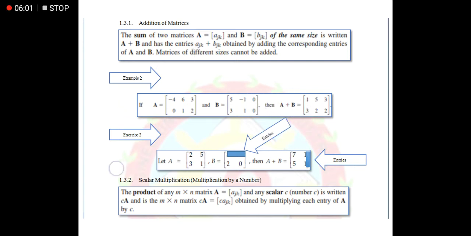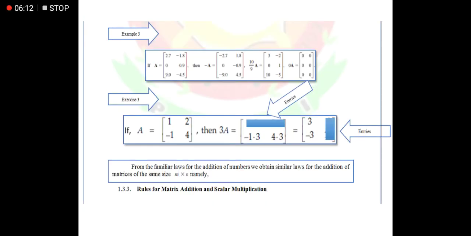Okay? Now, exercise number 2, paki-answer din to siya. So, if you have any question about this one, you may just ask me. Okay? So, dito tayo sa example number 3.